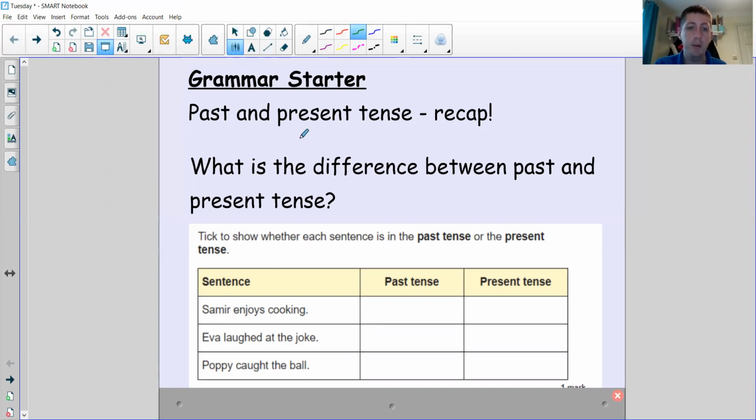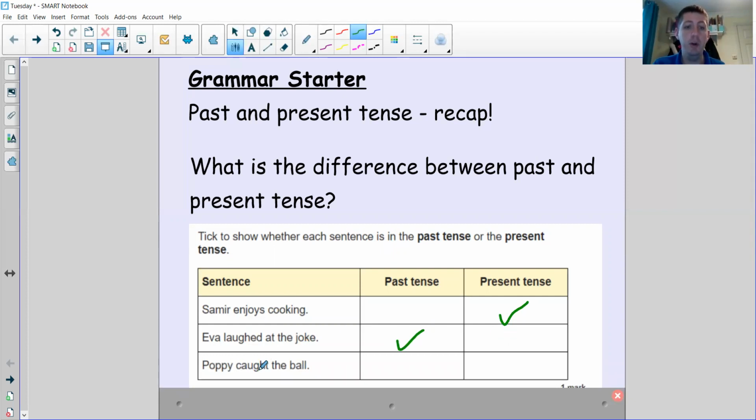Are you ready? So Samir enjoys cooking. Is that something he did in the past or something that he's doing now? It's now, isn't it? He enjoys cooking, so we'll tick present tense for that one. Eva laughed at the joke. Is that something she's done or something she's doing now? She laughed at the joke. It's in the past, isn't it? It's already happened. She laughed at it. If you said Eva is laughing, that would be present tense.